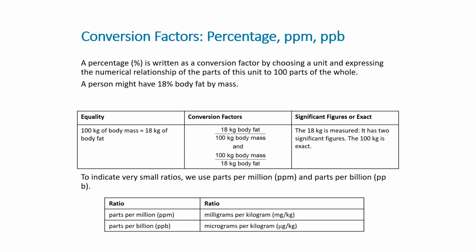And if we wanted to express our number in parts per billion, we would convert the 18 kilograms in the numerator to micrograms. So again, these are typically used when we have very, very small ratios, very small amounts, something that might be measured in milligrams or micrograms in a kilogram.